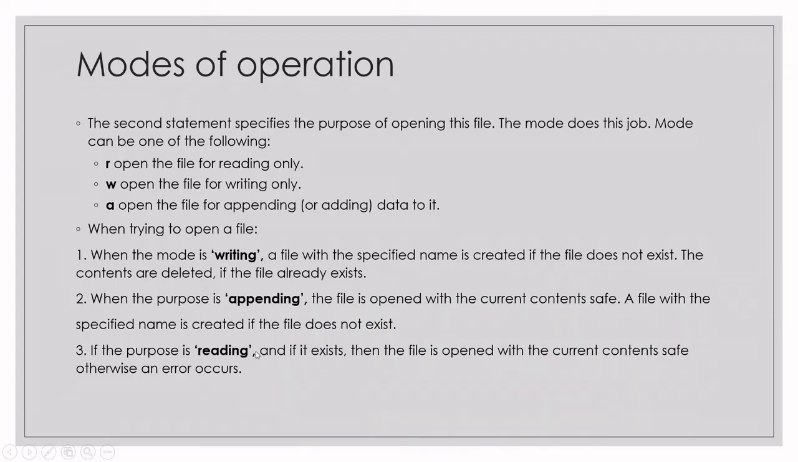The third option, reading, means we cannot write. The file will just be opened, the contents will be safe, and we can read from that file. But when we try to open a file for reading and that file does not exist, it will give an error message. When we try to open a file in write mode, even if it does not exist, it will create the file. But when we try to open a new file in read mode, it will return an error if that file is not existing.